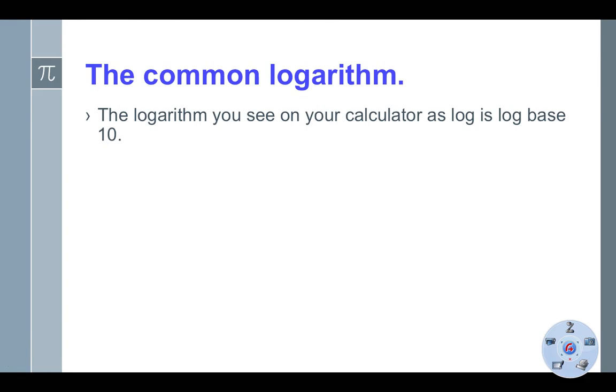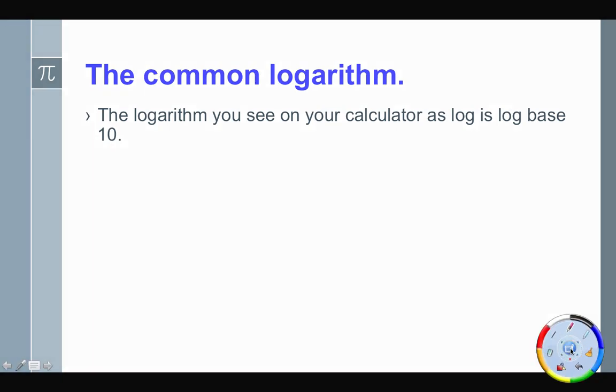The last thing that you need to know in this video is what's called the common logarithm, the logarithm that you see on your calculator as log. You'll see this as a button on your calculator, LOG. Log is log base 10, so it would be log base 10 of something. And log base 10 is pretty nice. We actually work in a base 10 system.